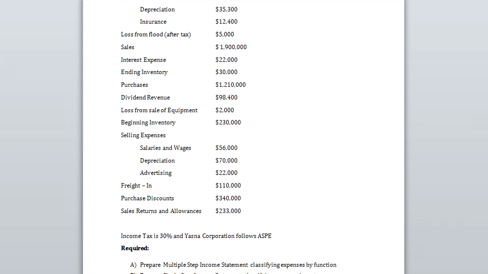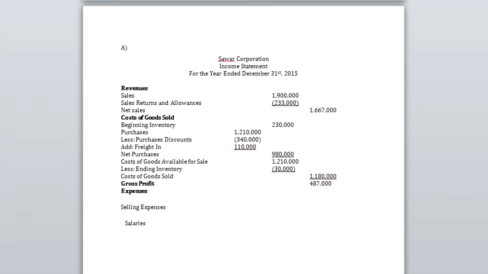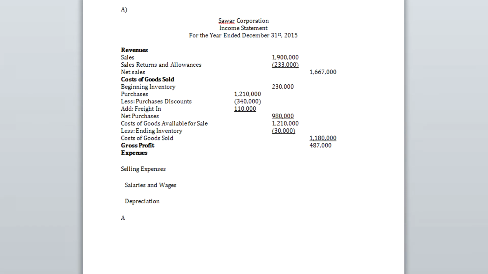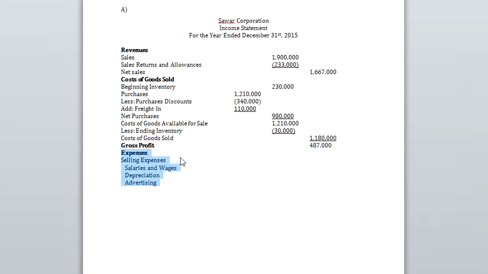Okay, so selling expenses. We'll just do all three. We have salaries and wages, depreciation, and advertising. So we'll just add all that in. Salaries and wages. We have depreciation. What was the other one? Advertising. Okay, we just format that all good. Remove the spaces here. Put into one thing. Okay, there we go.